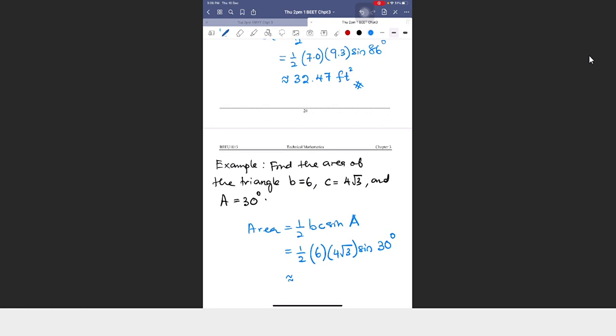So half times 6 times 4 root 3 times sine 30 degrees. Roughly 10.39 units square, because it is area.